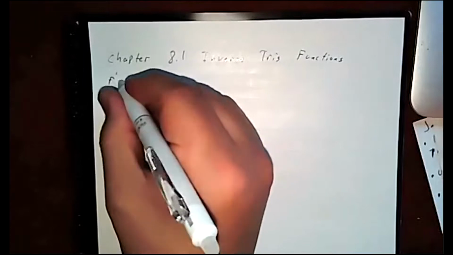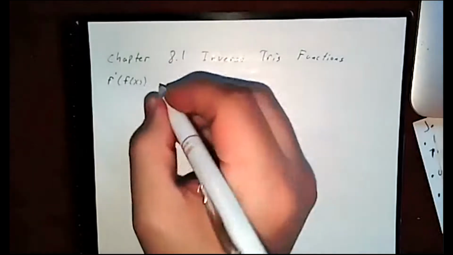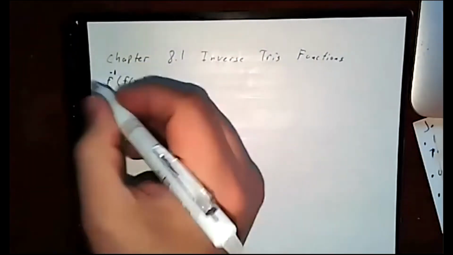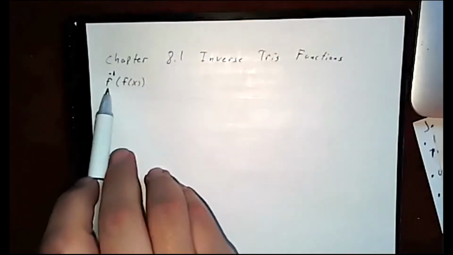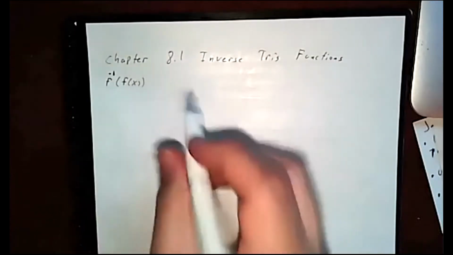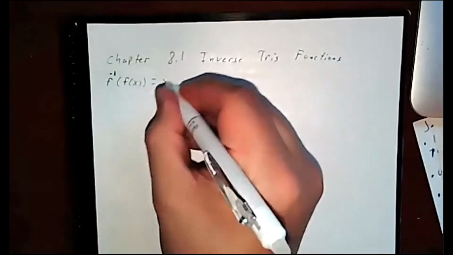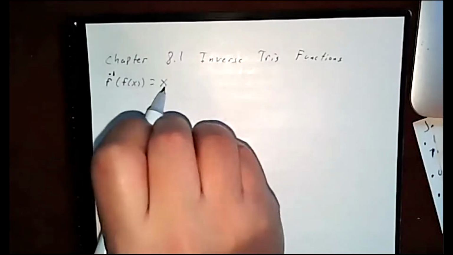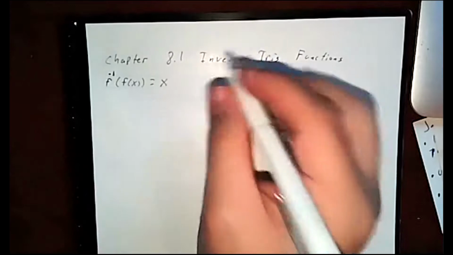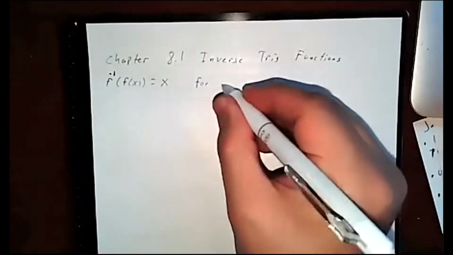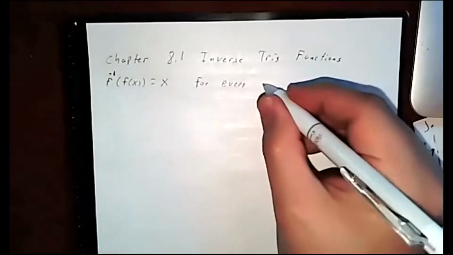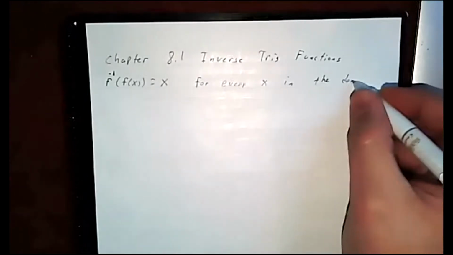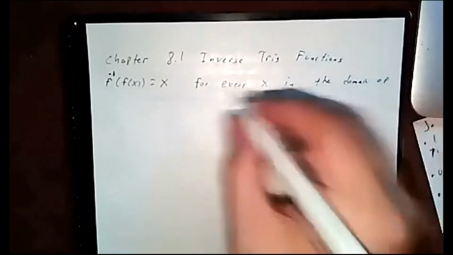So f inverse of f of x, oh sorry, not prime, this is a different class, f of -1. So this is the same as saying f inverse. So f with a -1 on it of the regular f of x will always equal just the x, whatever argument is in here. So if it's 2, then it'd be 2, right? In general, it's just an x. But this is only true for every x in the domain of f.